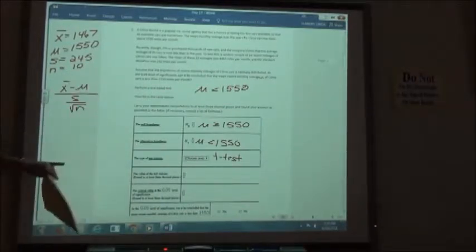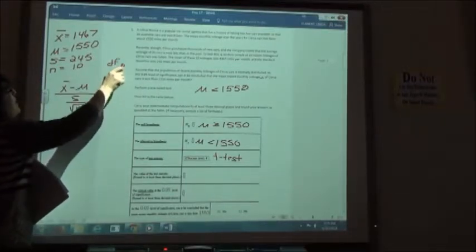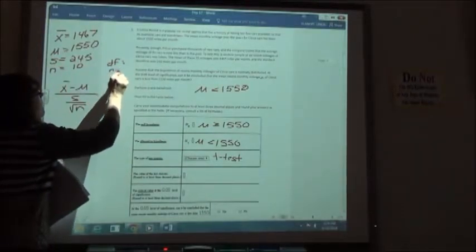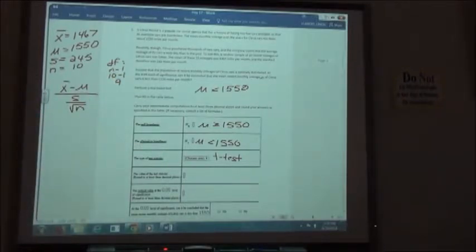One other thing we're going to have later, or may have, is the degrees of freedom. If they do need the degrees of freedom, it's always n minus 1. So if we need to put that in somewhere, our degrees of freedom would be 9. All right, so we don't need that on the formula, but we might need that later.